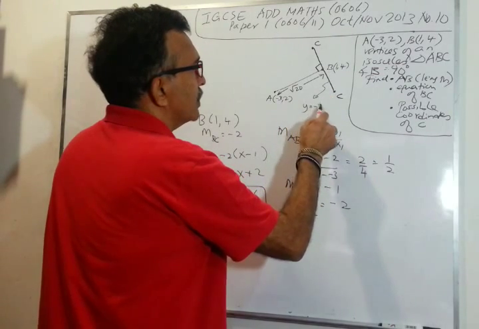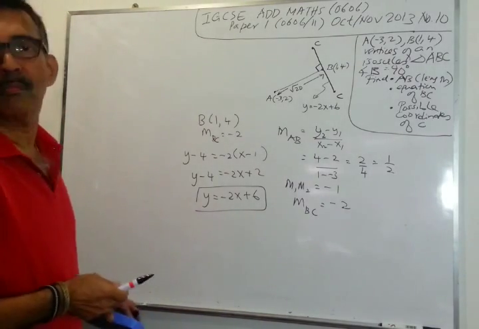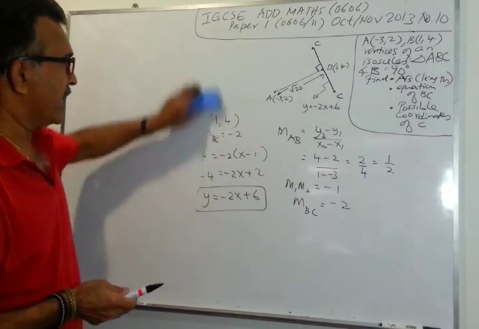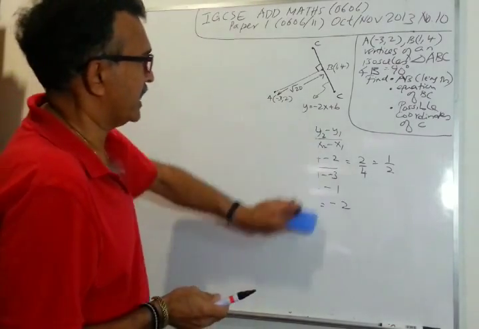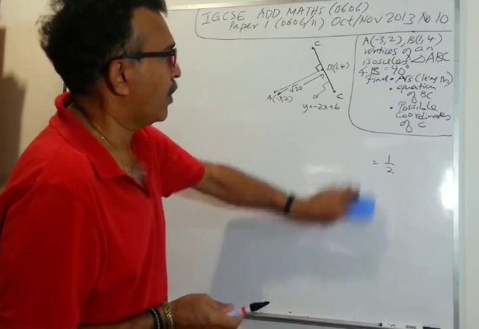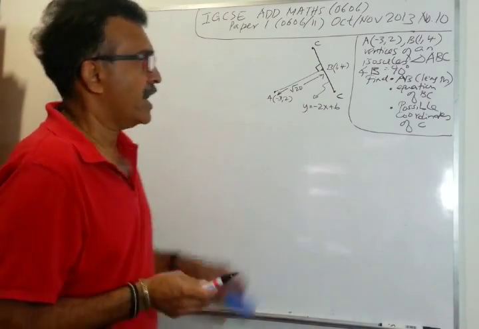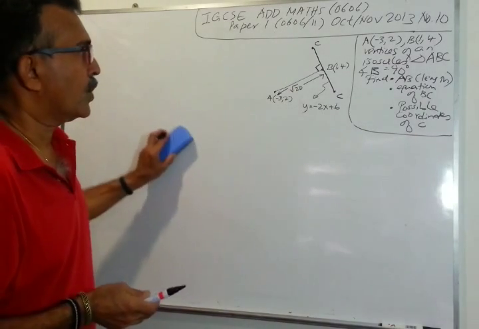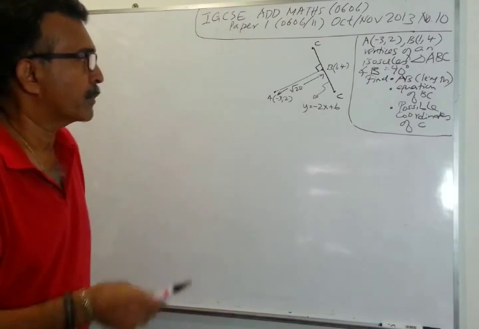y equals -2x plus 6. That's the equation of BC. Now, like I said earlier, we have two possible locations for C. They're asking us to find the possible coordinates of C in the last part, and it carries 6 points. So again, they're asking us to find the possible coordinates of C.